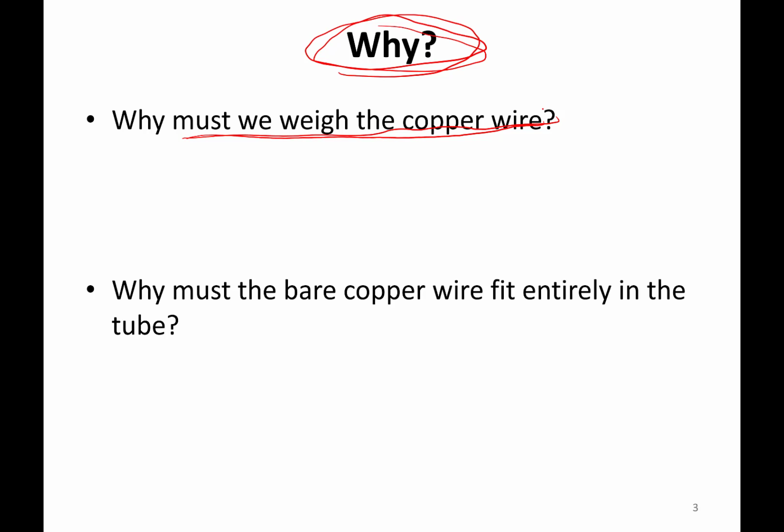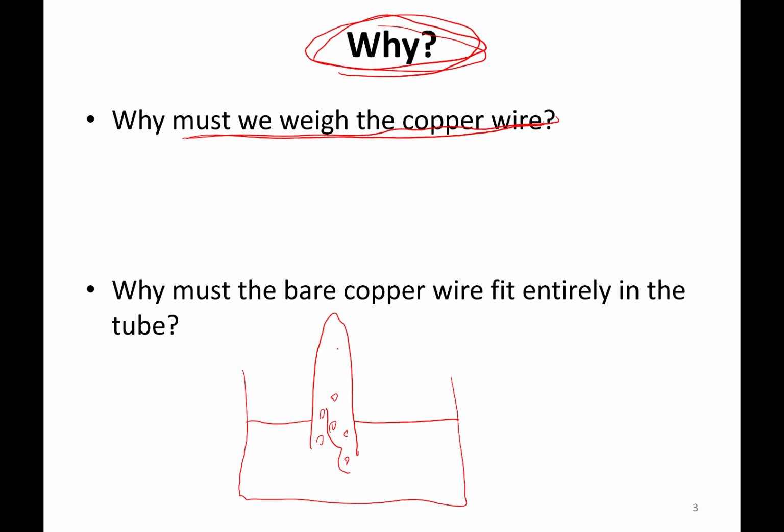Another question, why must the bare copper wire fit entirely into the tube? So here's our tube. If we have the copper wire underneath the tube, then all the bubbles that come off from this copper wire, okay, here's our liquid around it, here's our beaker. So all those bubbles will float up to the top of our inverted tube.